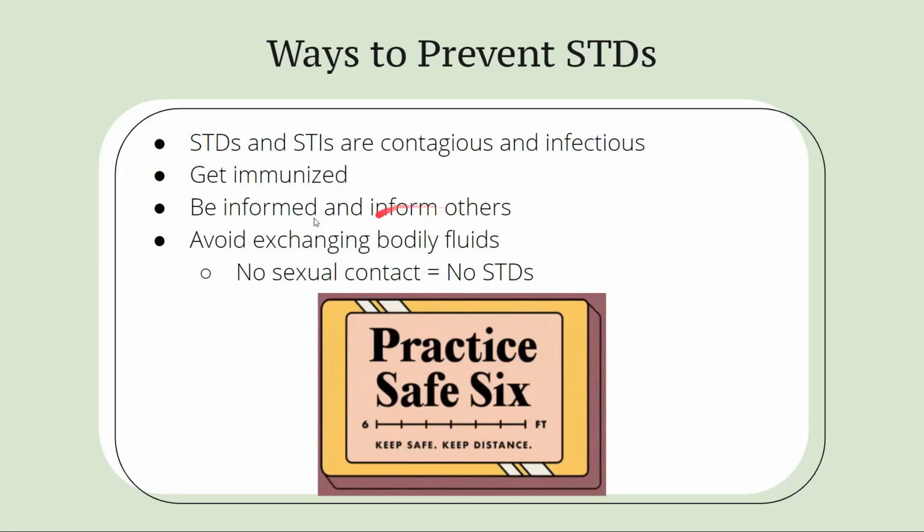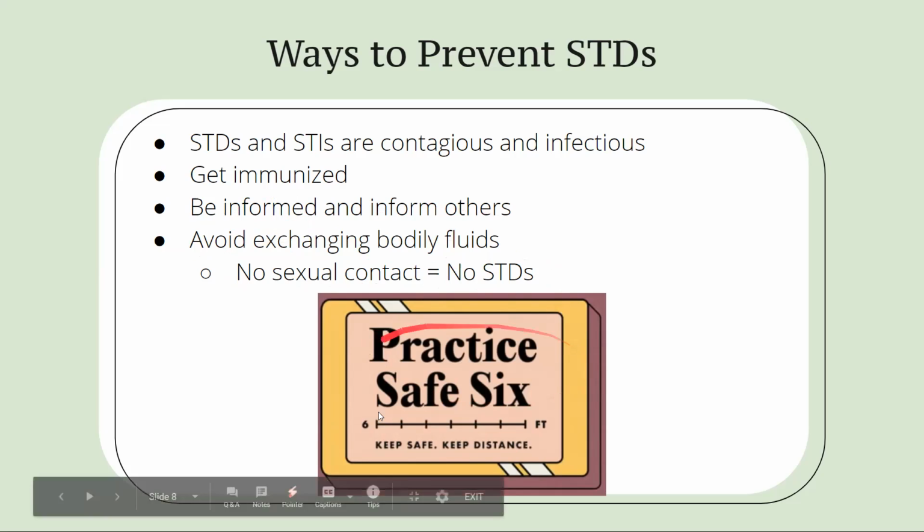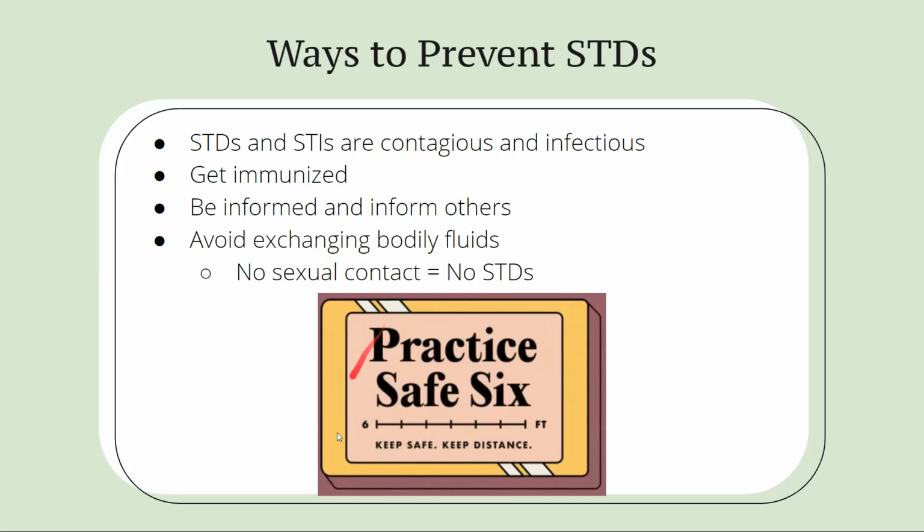And just like that, it's important to be informed. If you choose to have sexual contact with somebody else, it's very important to know if they have tested positive for any of these STDs in the past. And lastly, it's important to avoid exchanging bodily fluids. Simply don't have sex. If you don't have sexual contact, it's very hard for you to get STDs. It's a very simple way to prevent them. Just like we're practicing safe sex, staying 6 feet apart because of coronavirus, it's very important to practice safe sex.